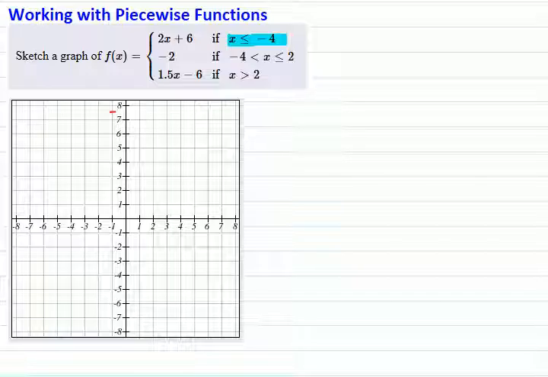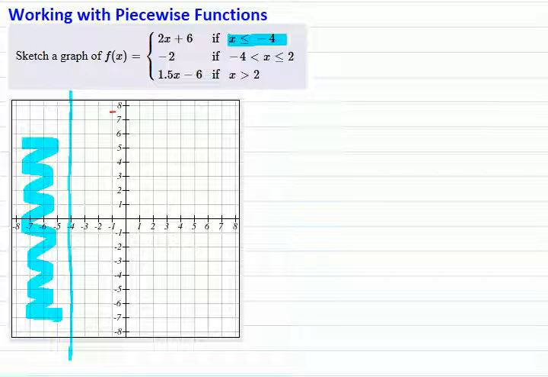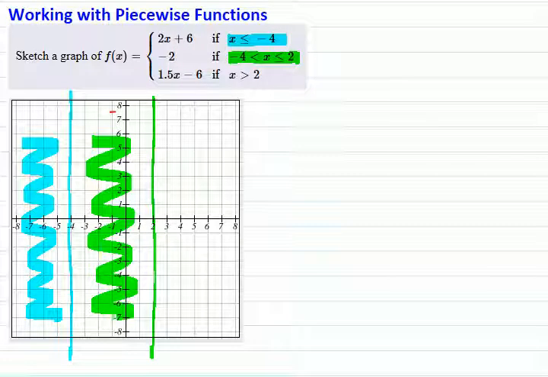The first interval is x is less than or equal to -4, which is the left part of the graphing plane. The next interval is x between -4 and 2, which is the middle part of the graphing plane. And the last interval is x greater than 2, which is the right part of the graphing plane.